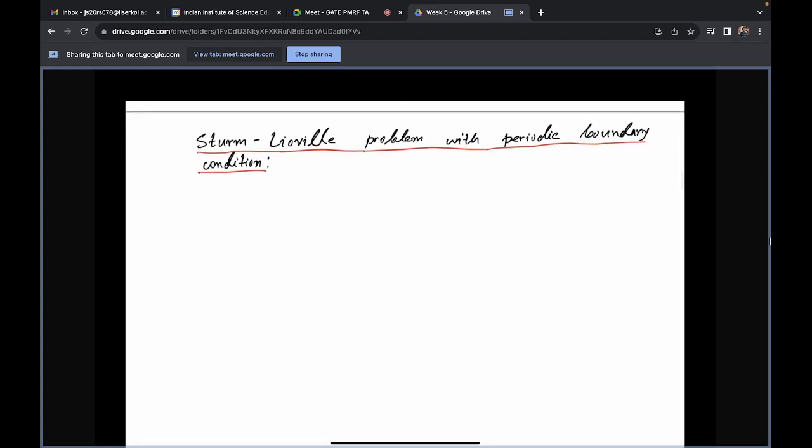Right. So this is the general form. Any Sturm-Liouville problem with periodic boundary condition, you can write like this: d/dx of p(x) dy/dx plus q(x) y equals lambda times w(x) y, where x is in some (a, b), and the boundary condition y at the point 0 and y at pi is 0.